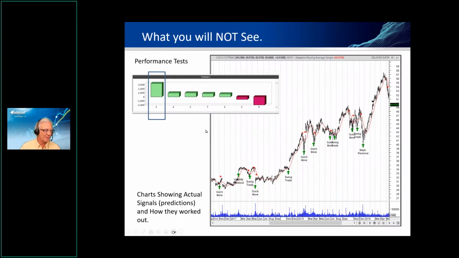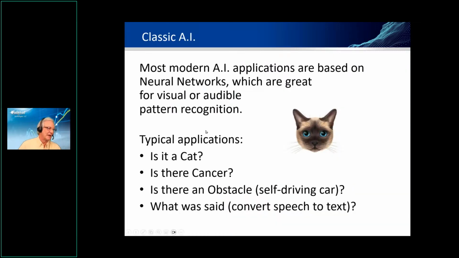Now, let's talk about AI itself. So, as I said, most of these applications that are out there are based on neural networks, and they're great for pattern recognition. Is this picture a cat? Is it a cancer of some kind? What is it? So that's classically what neural networks have been used for, as opposed to what's happening right now with large language models.